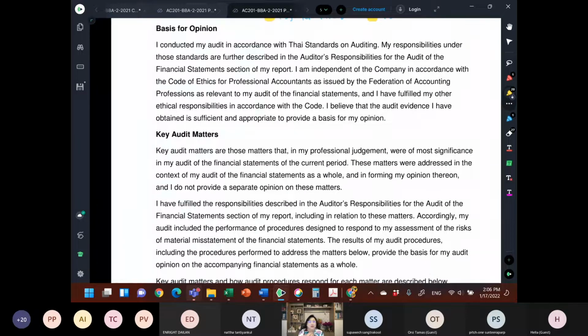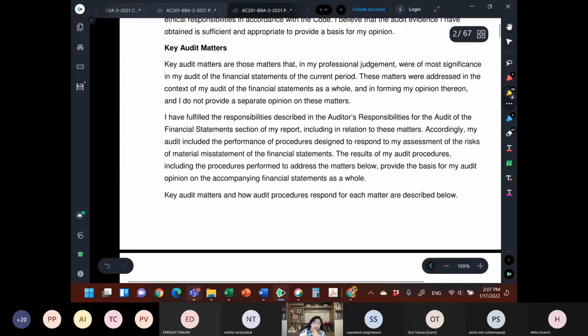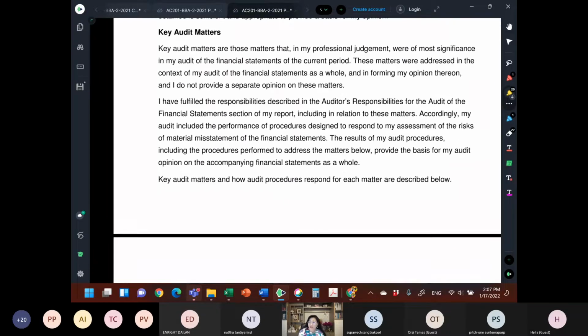If you continue reading, then you get the basis for opinion. For the basis for opinion, you get to see how the auditors do their work, right? What are the standards that they have to comply with, and all that. And then when you read further, you get to see what we call the key audit matters, right? This key audit matter can also be called KAM.